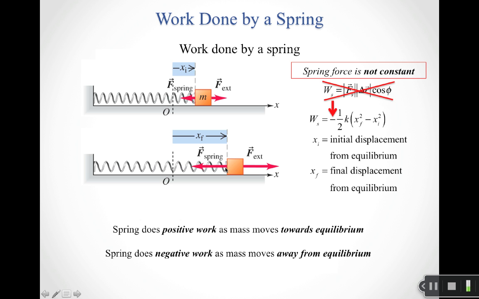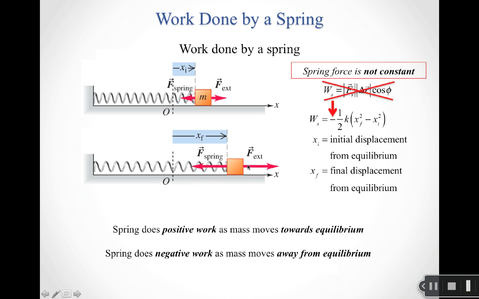Because fundamentally what I know is the spring is going to do positive work as a mass moves towards equilibrium. So when you release this spring and it moves back towards equilibrium, that's because the spring force is doing positive work, because it always points towards equilibrium. As it moves towards equilibrium, that means the final displacement is smaller than the initial displacement. This would be negative, and again I need this negative out front to make the work term be positive.